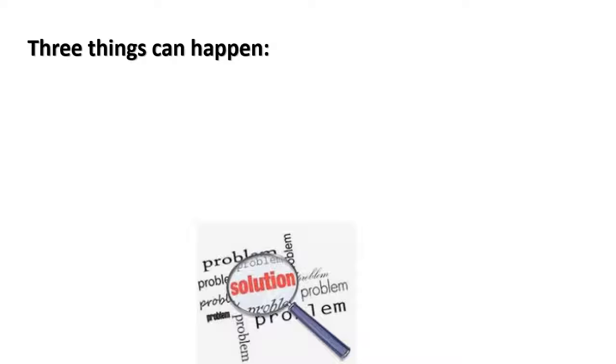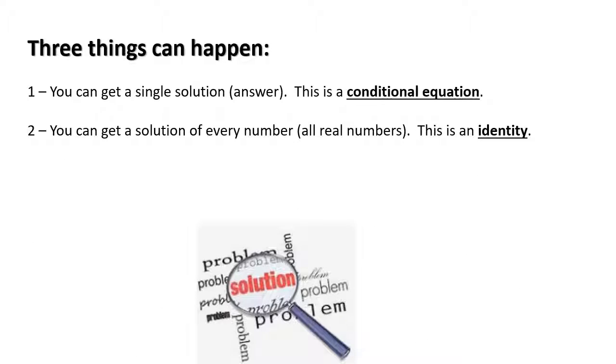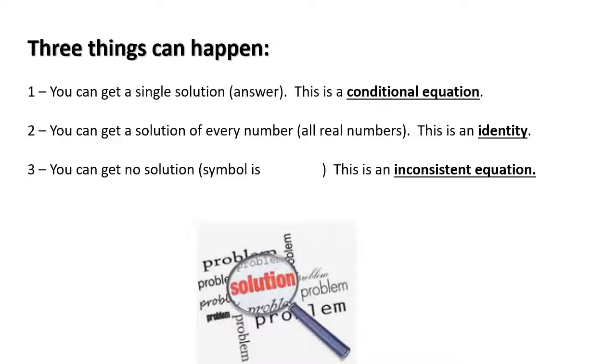Now, when you do this procedure of solving, three things could happen to you. Thing one, you could get a single solution or an answer. If that happens, then you have a conditional equation. Thing two is you could get a solution in which every number in the world works, all real numbers. That's called an identity. And thing three is you could get no solution. No answer in the world works, and that is normally demonstrated with this symbol of the zero and the line through it. That's called an inconsistent equation.